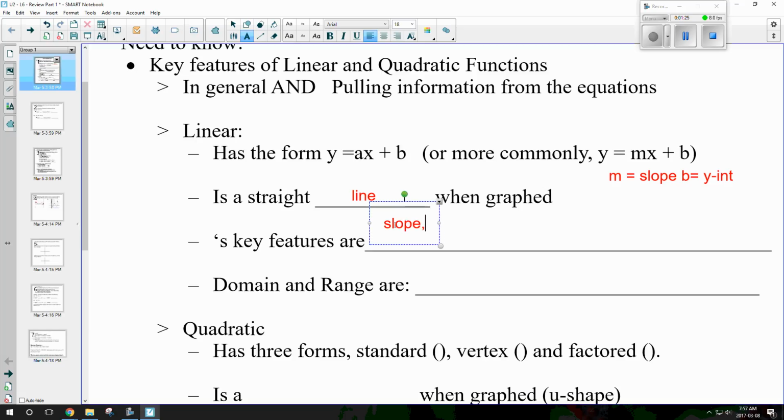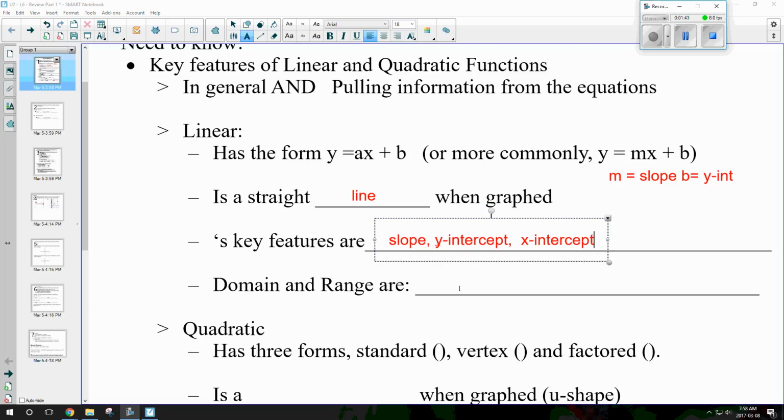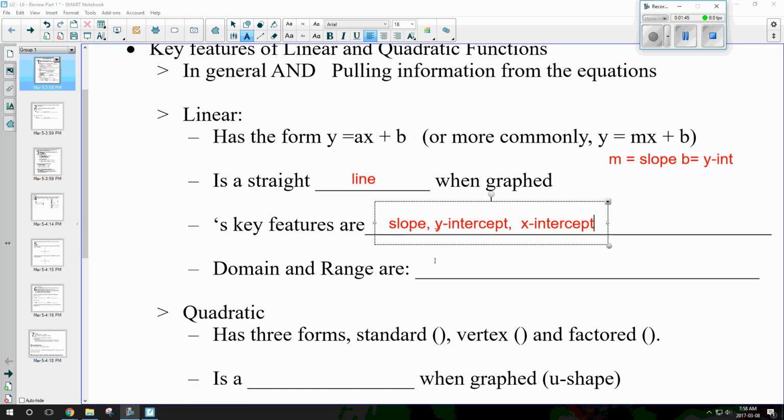we have our slope, which we already talked about is our m in this equation. We have our y-intercept, which again is b in this equation. And then we also have an x-intercept. And remember, we just find the x-intercept by plugging in y equal to 0. The last thing is the domain and range.